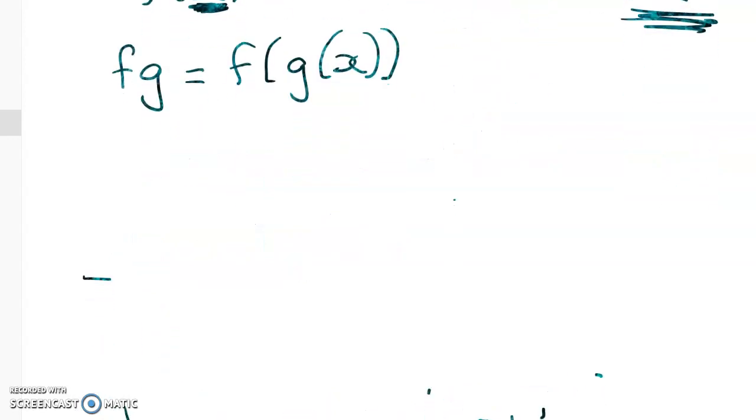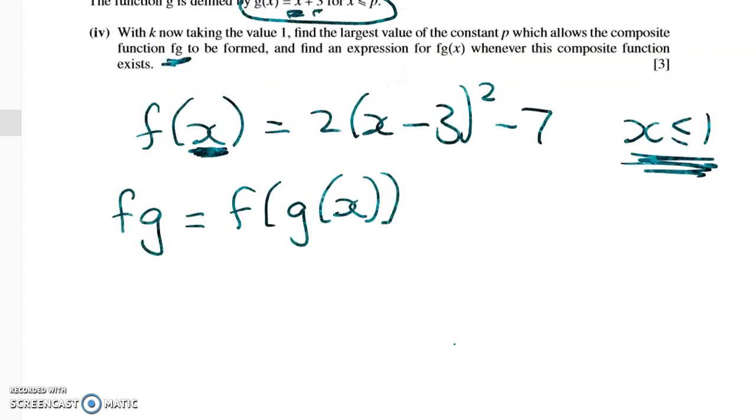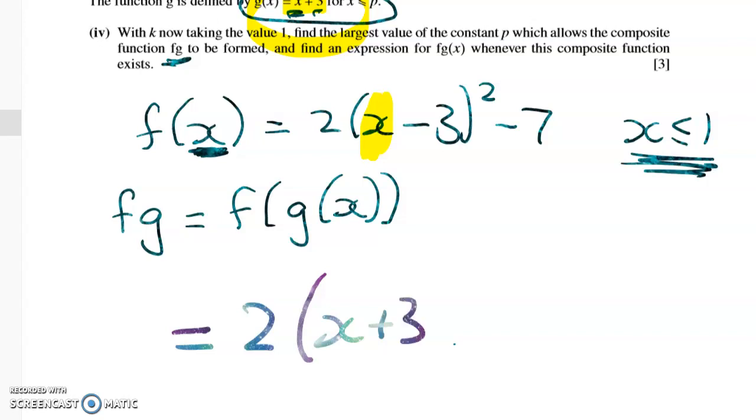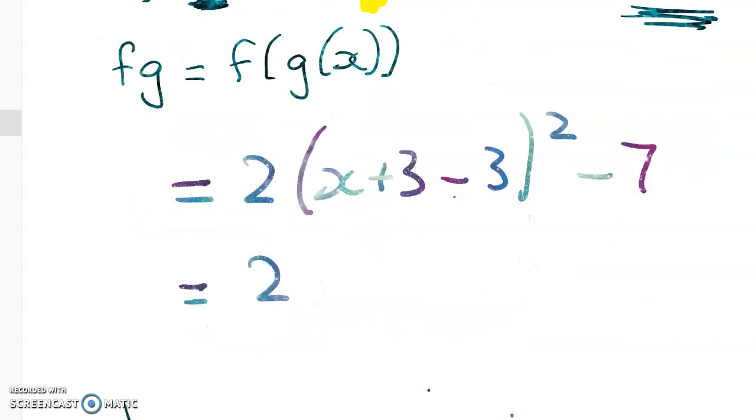So working out f of g of x is pretty straightforward. g of x is x plus 3. So everywhere that I see x being input into my function, I replace it with g of x. So that means that I'm going to have 2 times (x plus 3 take away 3) squared minus 7, which is 2x squared minus 7.